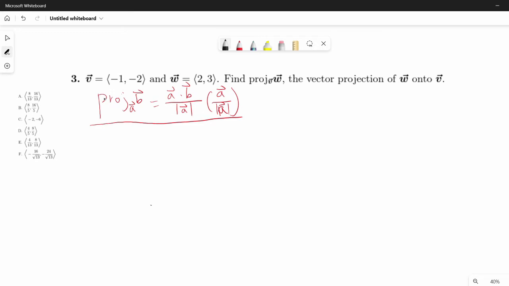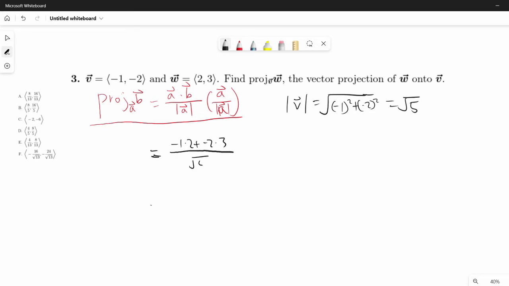So basically what we just do here is just plug it in. Vector V for vector A and vector W for vector B. Since we need to find the length of vector V twice, I'll just do it first. So square root of -1 squared plus -2 squared, which is square root of 5. So now the projection will equal V dot W, which is -1 times 2 plus -2 times 3, all over the length of A, which is root 5, times the vector V over root 5.